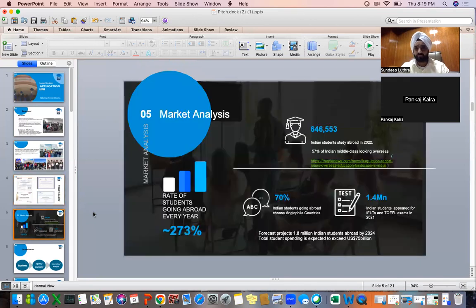If you talk about the market analysis, there are more than 646,000 students who study in overseas countries like Canada, which is the most preferred country. The growth is more than 273%, and the forecast projects 1.8 million Indian students will be abroad by 2024, with total spending of more than 75 billion US dollars.